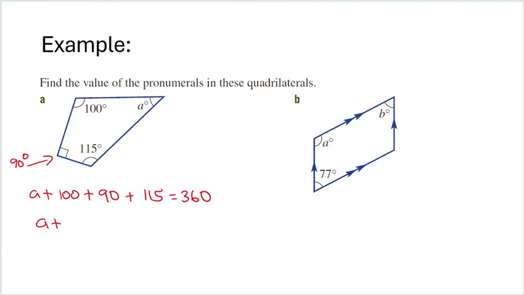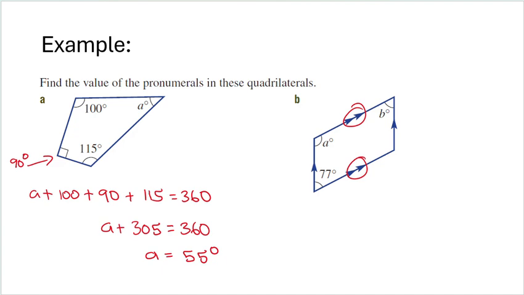And then when you summarize it, it would look like, let's see, A plus 100 plus 90 is 190. That would be something like A plus 305 equals 360. Let's just double check. 100 plus 90 plus 115, 305. There we go. That means A equals 55 degrees. Because if you subtract 305 from 360, you end up with 55.